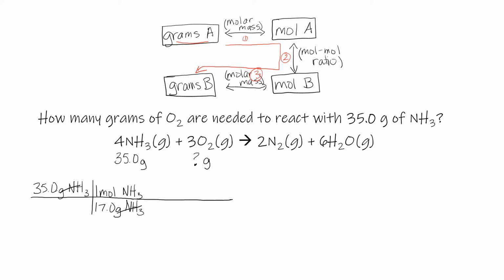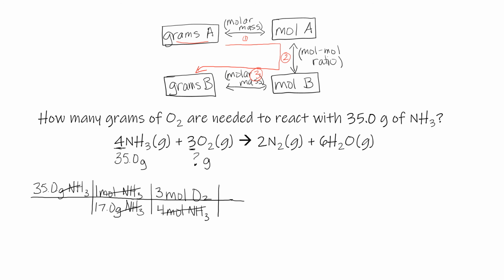We're going to continue on our roadmap. The next arrow says mole ratio to convert to moles of our other substance. So we come up to our balanced equation and we have a coefficient of 4 for ammonia. So we put that on the bottom. 4 moles of ammonia reacts with 3 moles of oxygen. Okay, that cancels out moles of ammonia.